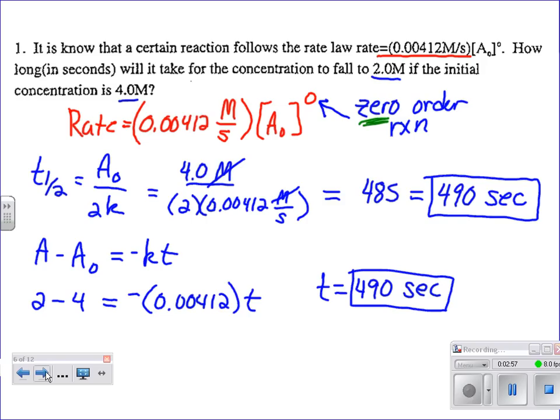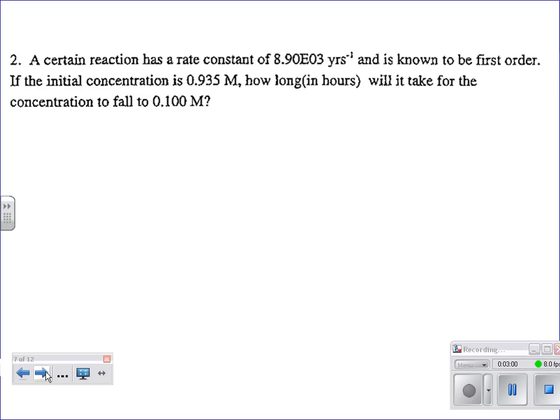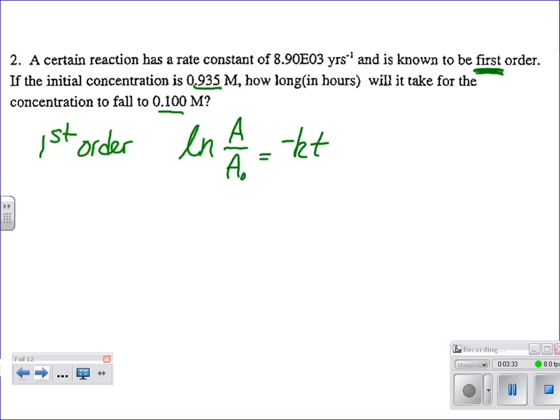All right, number 2. Here we have a certain reaction, has a rate constant of this, and it's known to be first order. That's important for us. And if the initial concentration is given to us, how long will it take for it to fall to a different concentration? So you should be able to look at those values and say, okay, well, it's not going to work to use a half-life equation because that's not half the amount. Again, you're told that it's first order, and because of that, you know to use this equation that it's the natural log of A over A naught is going to be equal to negative KT. So you can just start plugging some things in.